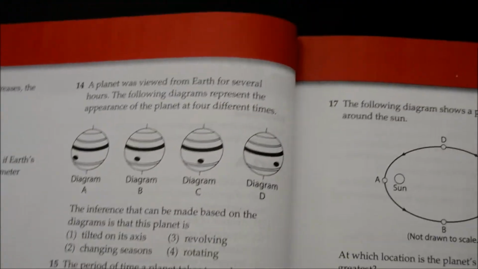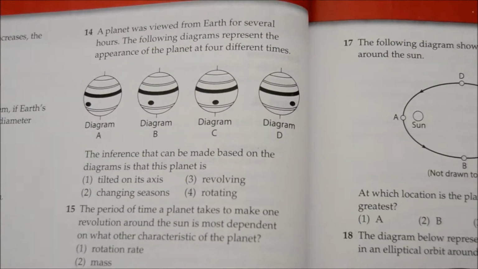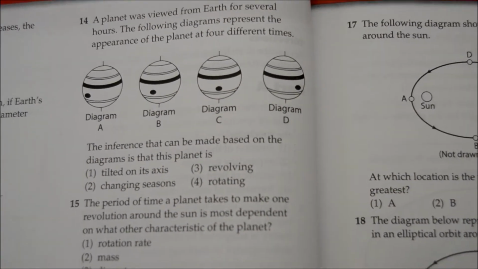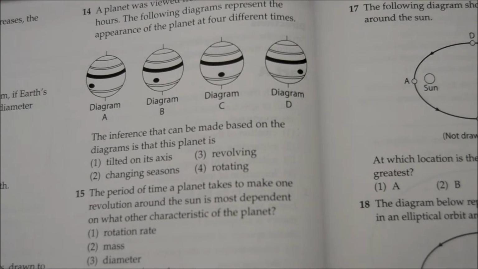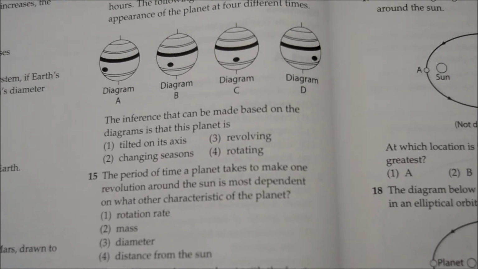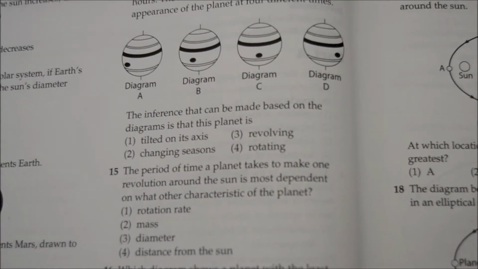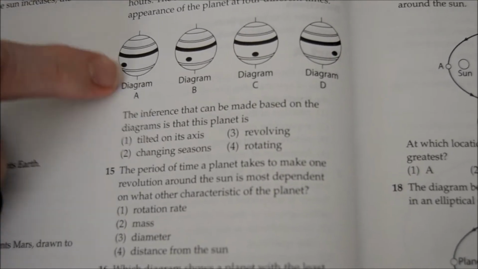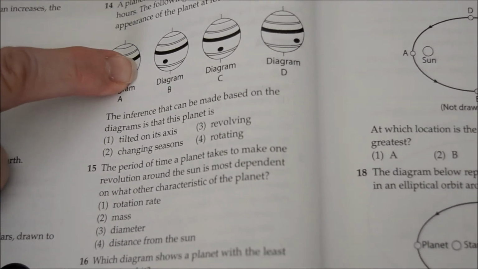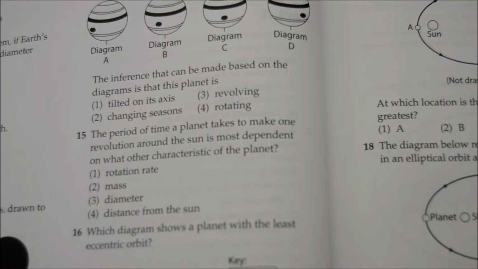Number 14. A planet was viewed from Earth for several hours. The following diagrams represent the appearance of the planet at 4 different times. The inference that can be made based on the diagrams is that, if you're watching the dot, the planet is moving because it's rotating.